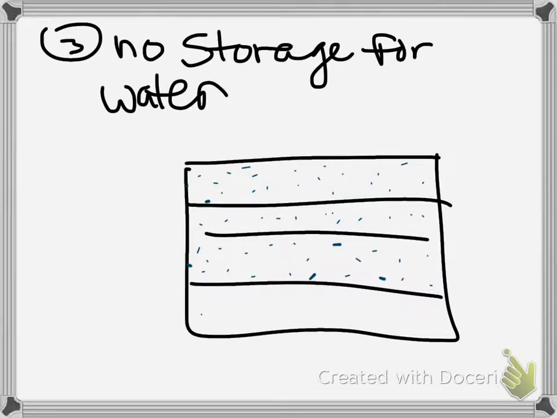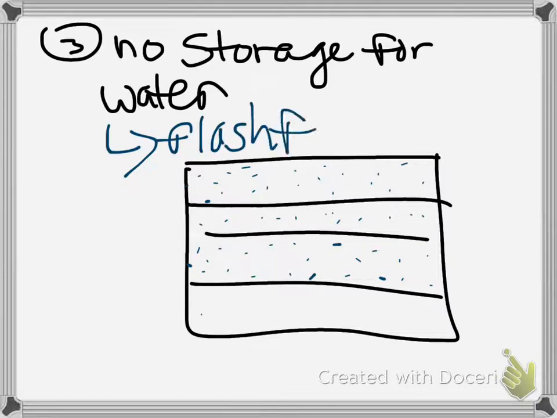So there'd be no storage for water, which would lead to flash floods. If water didn't absorb into the soil quickly, we would have flash floods. We'd be in a world of hurt.